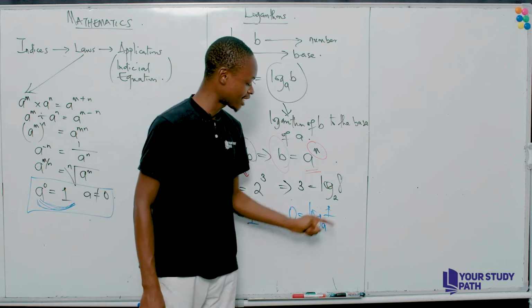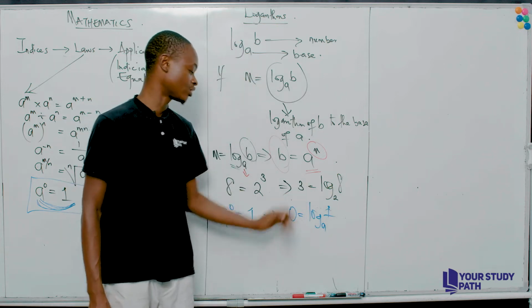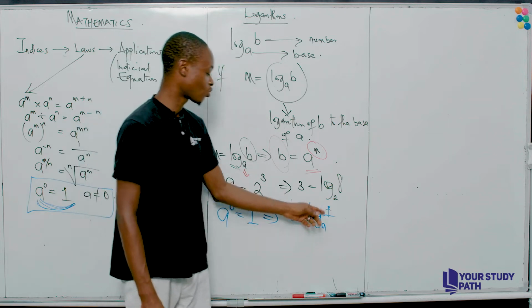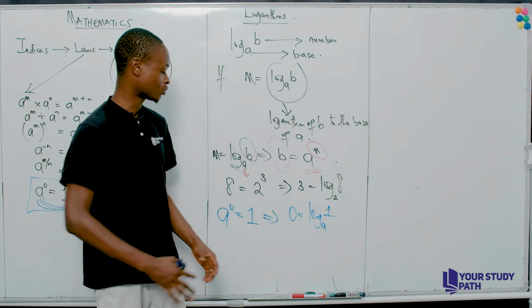And you find out that if you take log 1 to base, let's say 1,000, you have 0. Log 1 to, let's say, 5 million, you have 0. Log 1 to base 2, you have 0, and so on.